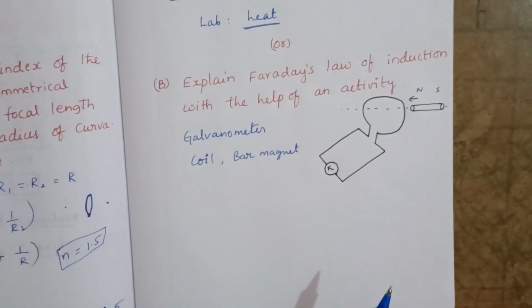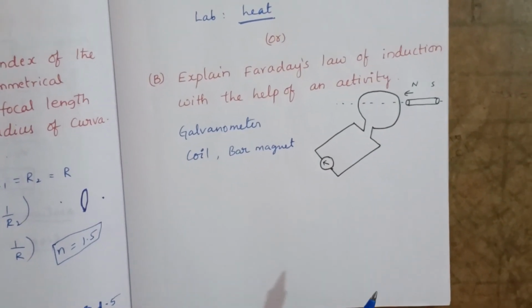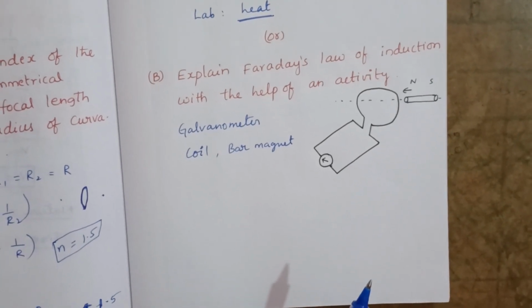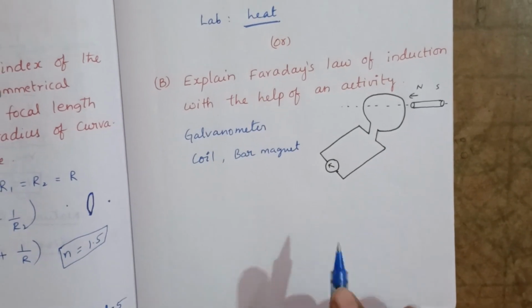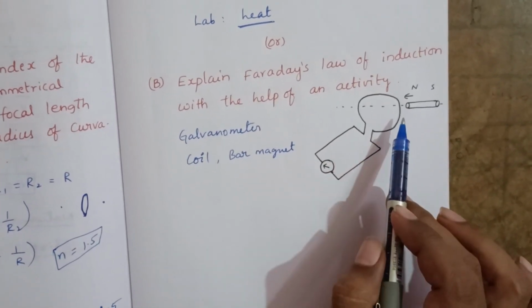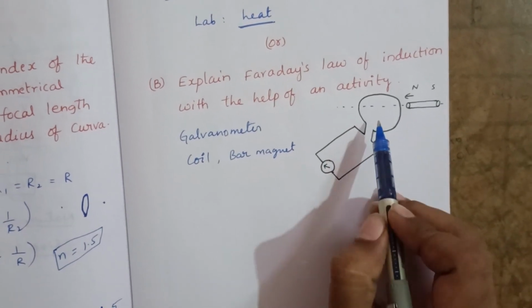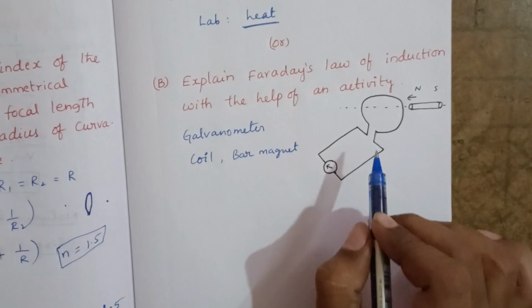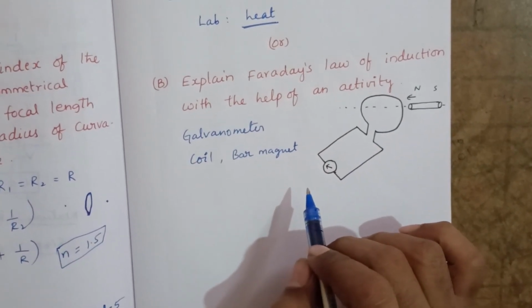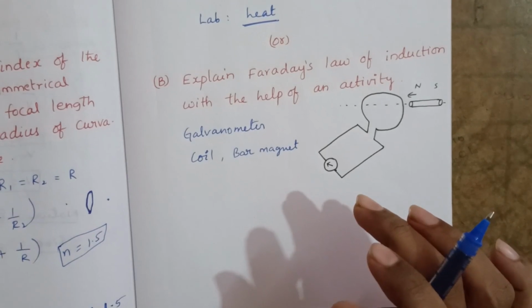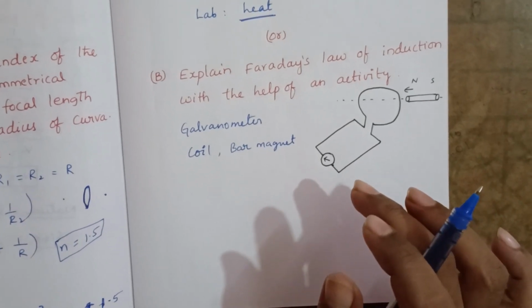That is the conclusion. What is the conclusion? Whenever there is continuous change in magnetic flux linked to a closed coil, current is generated in the coil. Very, very important question.